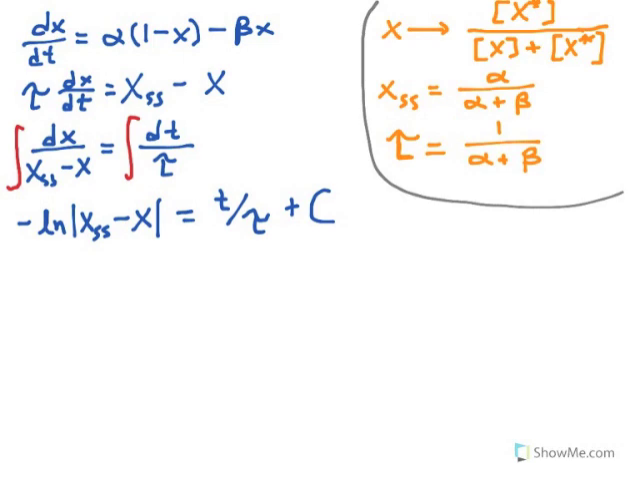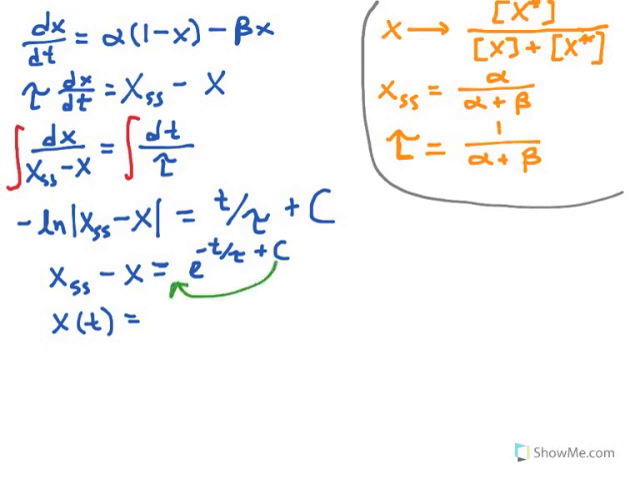Okay, so the next step is to multiply both sides by -1 and exponentiate, and that gives us xss minus x equals e to the negative t divided by tau plus c. And then the last step is to isolate x of t. I'm going to bring the c down in front of the e because of our properties of exponents. We've seen that before. So we have xss minus c e to the negative t over tau.